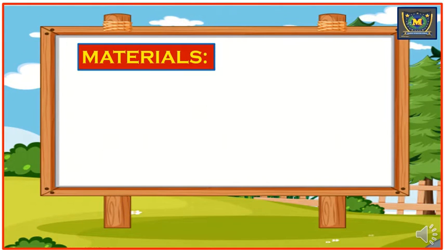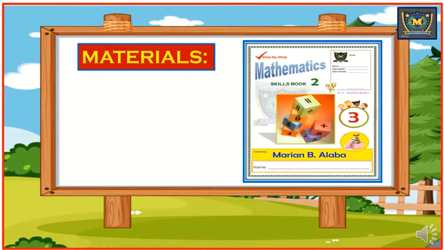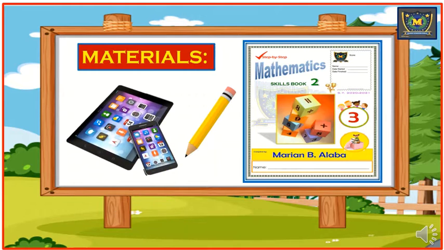Materials. These are the materials you need for this lesson. First, you need your Mathematics Skills Book 2 Set 3. And of course, you need your pencil. Then you need either a tablet or a cell phone.